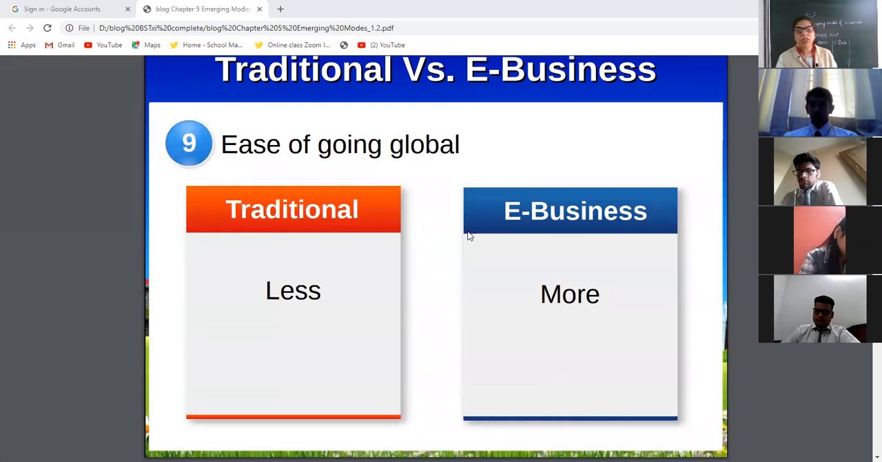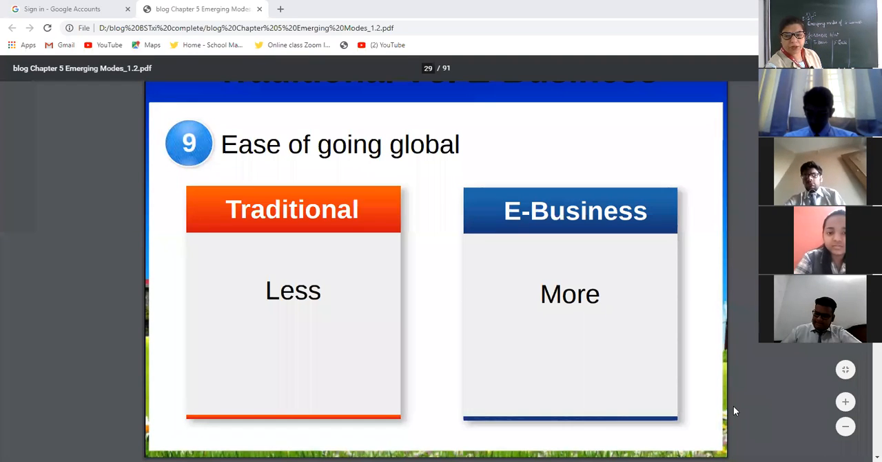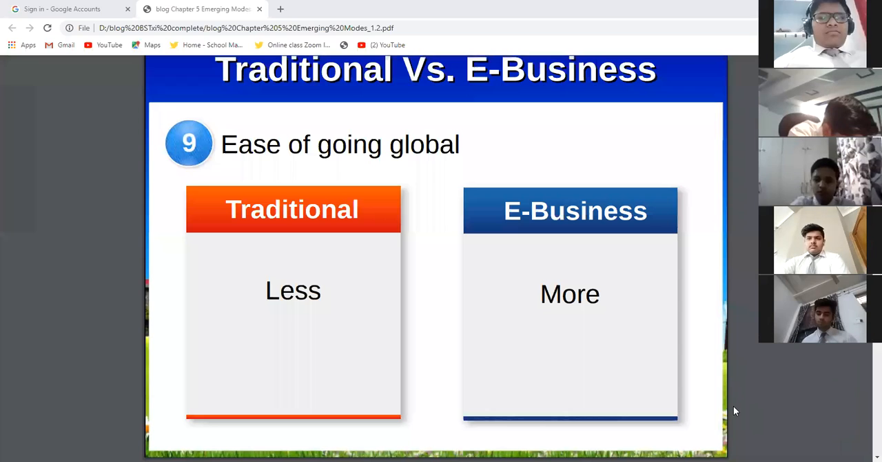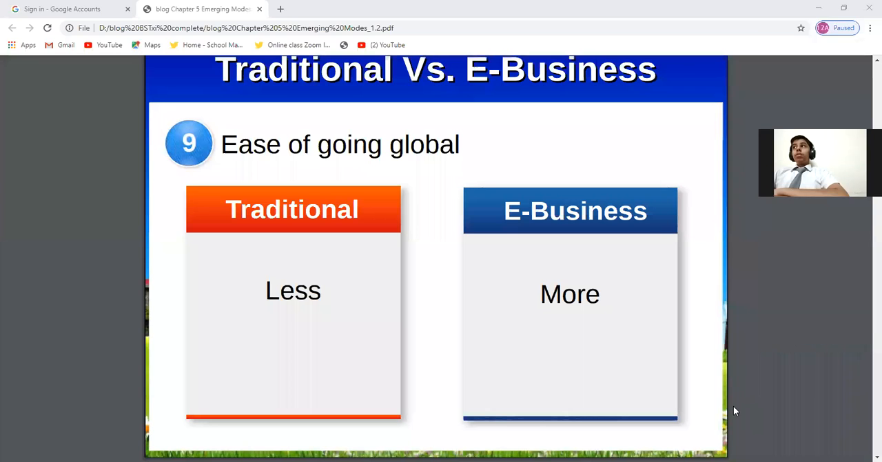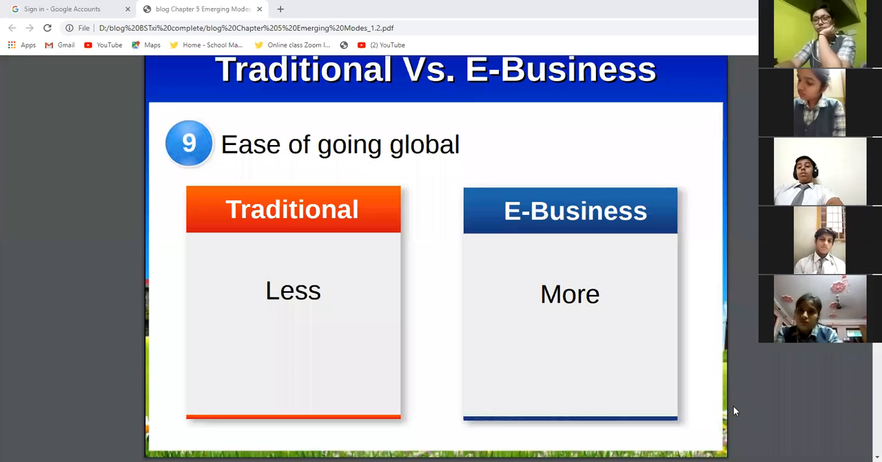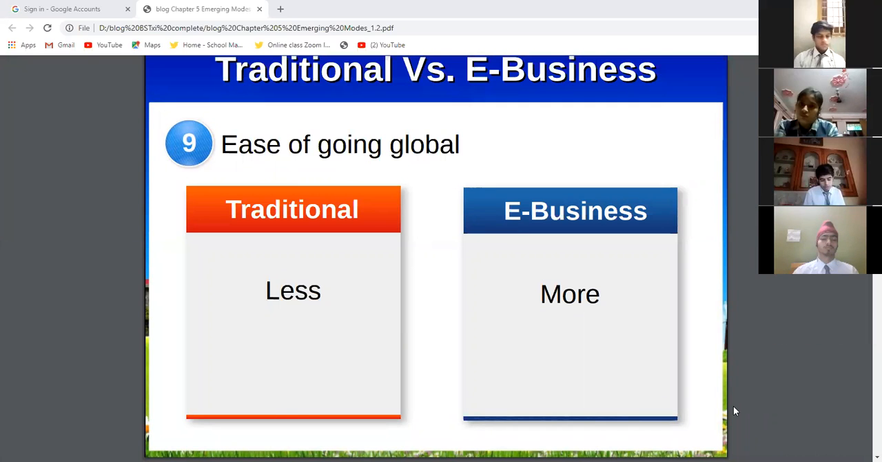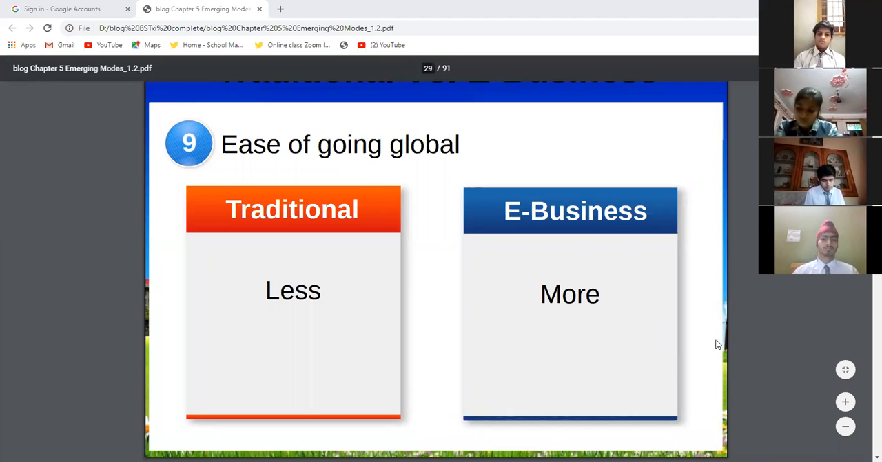Next is ease of going global. Global means a wide area of market. Wide area of market means it is very easy for e-business to sell their products in any part of the world.